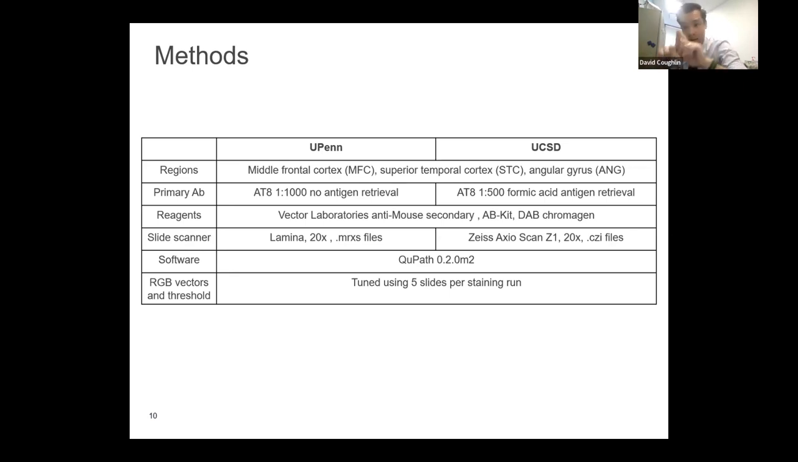We had different slide scanners. At UPenn, it was a Lamina, and at UCSD, it was a Zeiss Axioscan that was used to scan the slides. QuPath was the software that we were using to analyze these sections, and we used the same version at both sites. We were tuning the red, blue, green color vectors and optical density threshold using 5 slides per staining run. This is all to say that we were trying to be very tightly controlled with the immunohistochemical methods that we used across the different sites here.